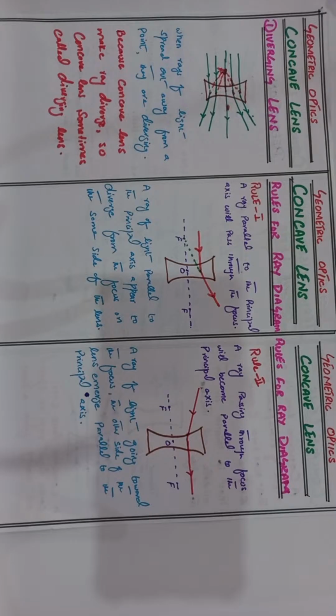What is the third rule? Third rule is that a ray passing through the center of the concave lens will emerge without deviation. That is the third rule of the concave mirror.